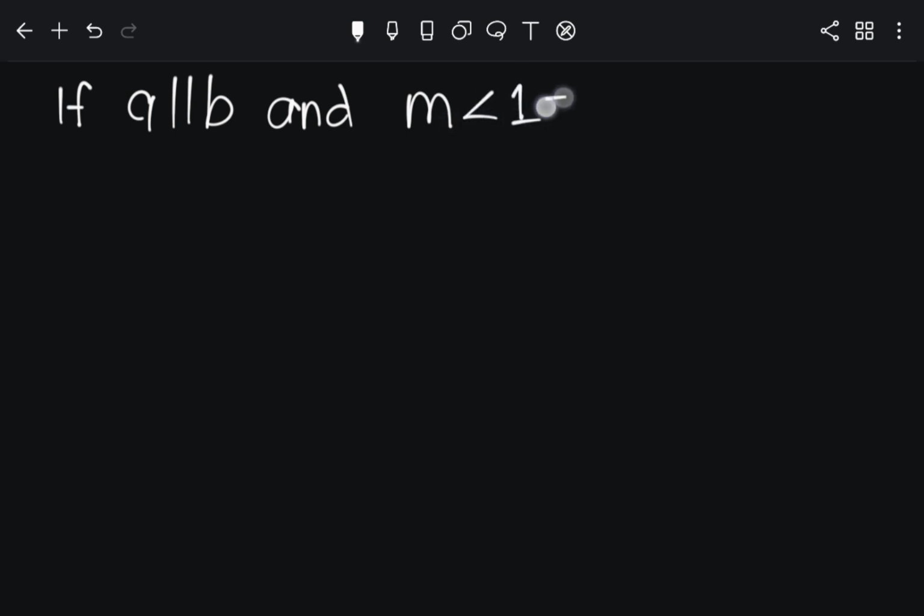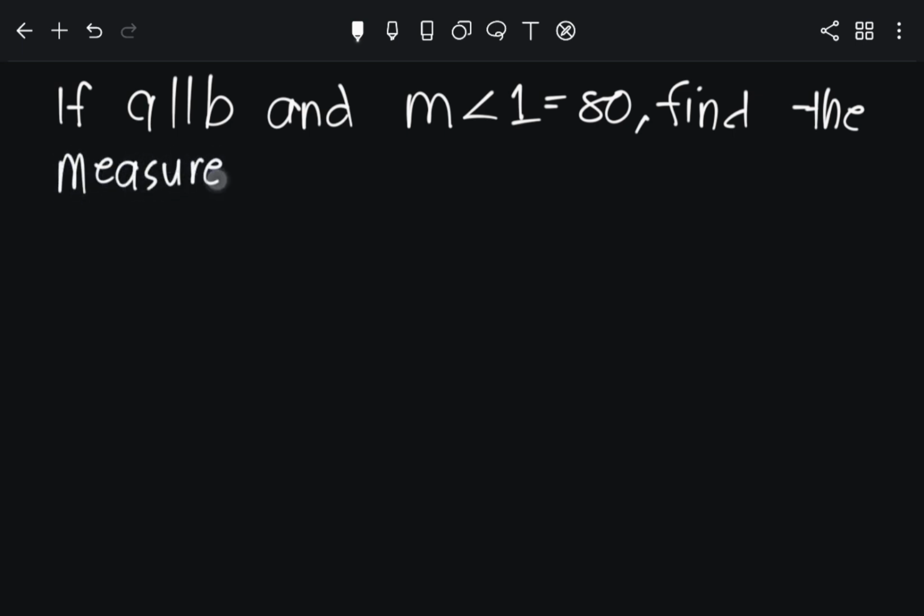Okay, this time we are going to solve for the other angles when two lines in a plane are cut by a transversal. Because, as I have said, it will form 8 angles. So the first thing you have to do, of course, if A is parallel to B and it is cut by a transversal, and the measure of angle 1 is 80, is find the measure of the other angles.